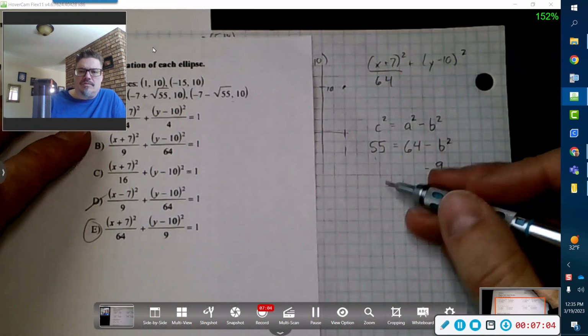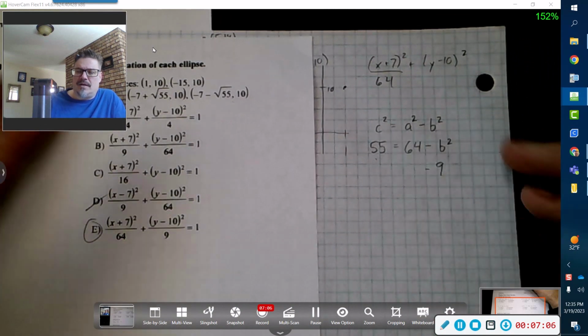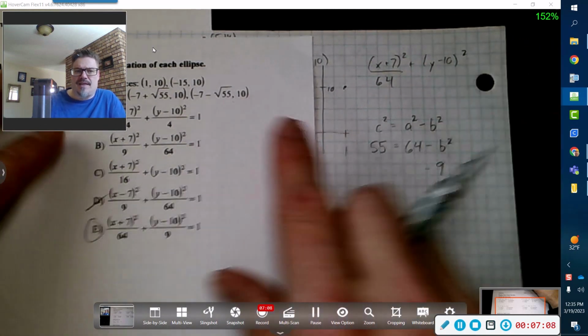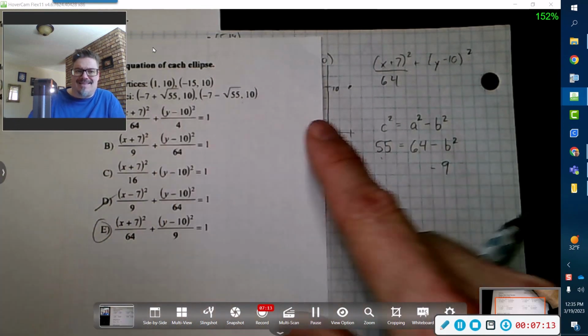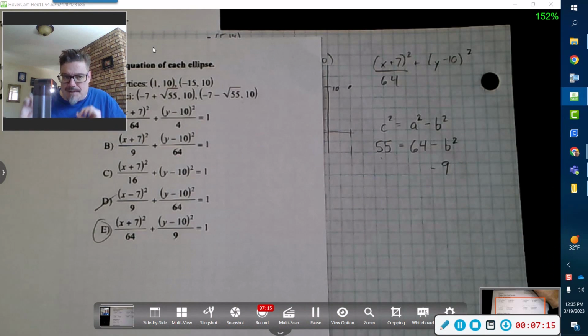So again, try not to let this formula mess with you too much. That radical means that 55 is the number, the distance between the B squared and the A squared. It has to be 55.